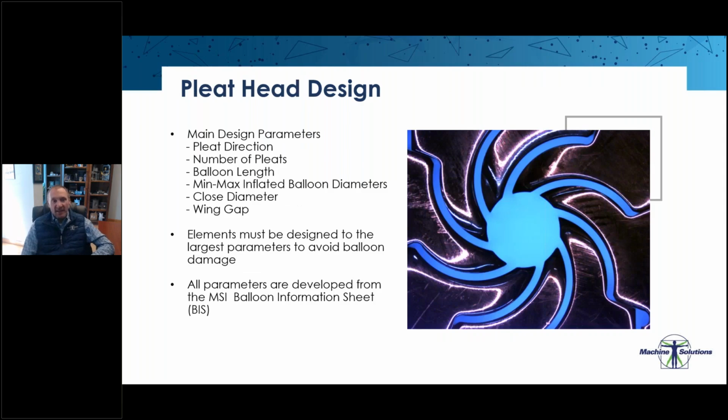So, pleat head design. There are some main design parameters that we look at whenever we're designing a pleat head. The main ones here are the pleat direction, the number of pleats, the balloon length, the min or max inflated balloon diameters, the closed diameter of the head, and then the wing gaps. And for all of these design parameters that go into the elements, we look at the largest of the matrix to make sure that we're not damaging the balloon.